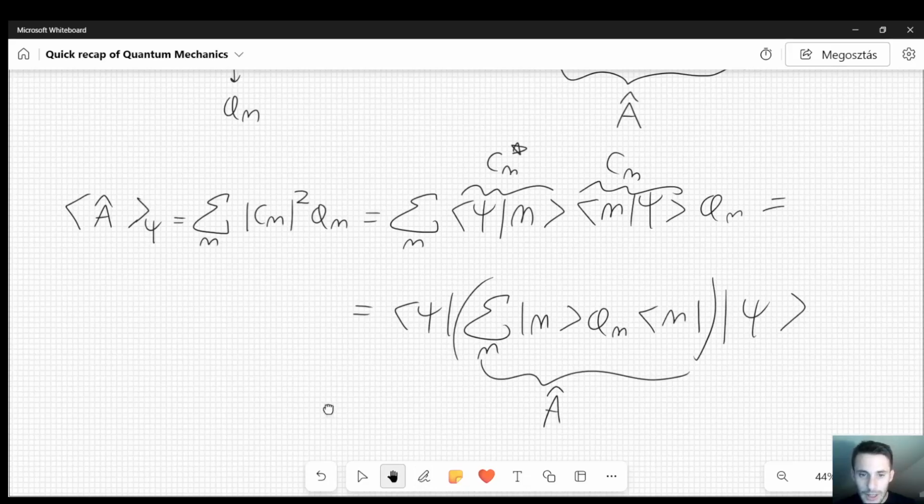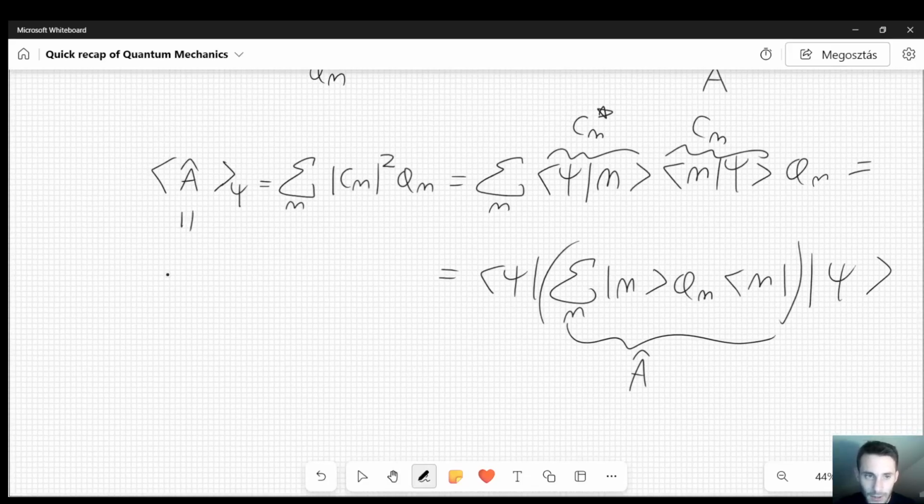So you can see that indeed this average can also be computed in the following manner. We take the inner product between psi and A applied to psi. So sometimes it's simply denoted like this, and if you're already familiar with some quantum mechanics, this should make sense.